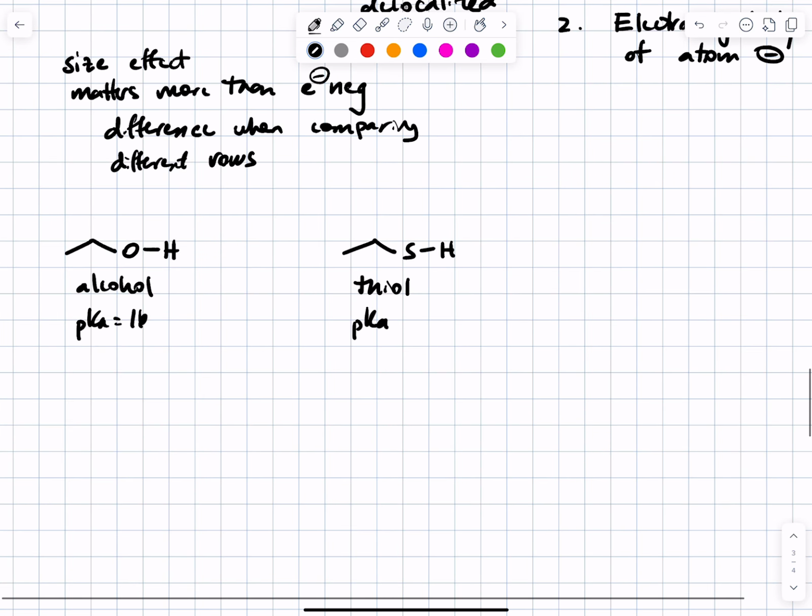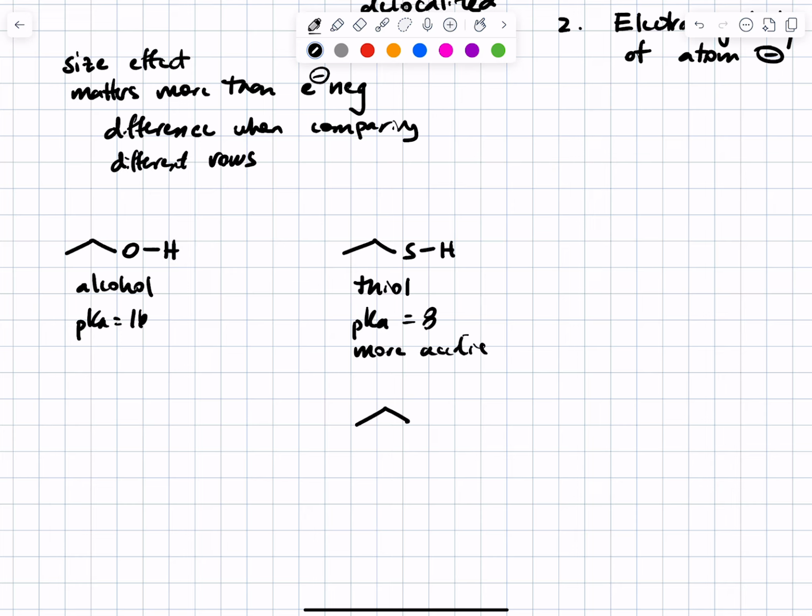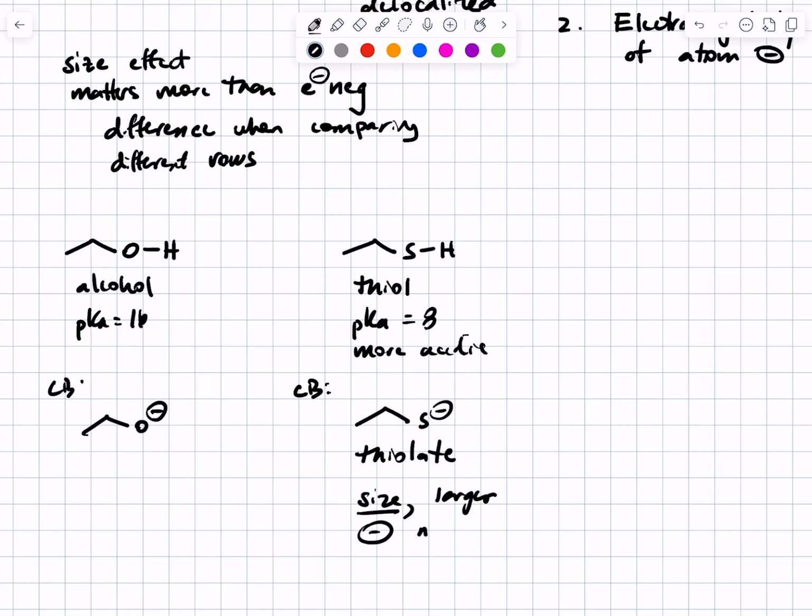So we'll go down here. Which of these is more acidic? The thiol, right? Good. Draw the conjugate base. You got the alkoxide for the alcohol's conjugate base, and then this conjugate base happens to be called the thiolate. What's the difference between the alcohol and the thiolate? Sulfur is larger. Size is the thing that matters here. Sulfur is larger. Again, the negative charge is more spread out, more delocalized, and therefore the resulting conjugate base is more stable, which tells you that the corresponding acid must be more acidic. Okay?